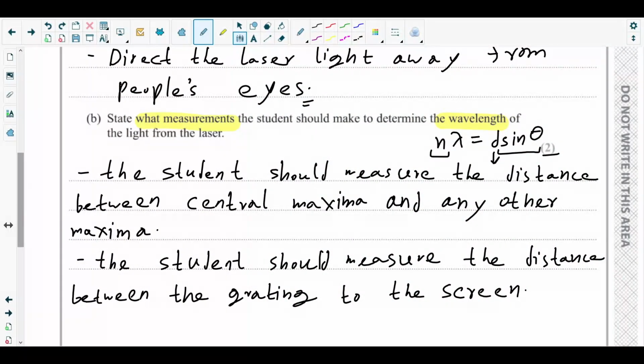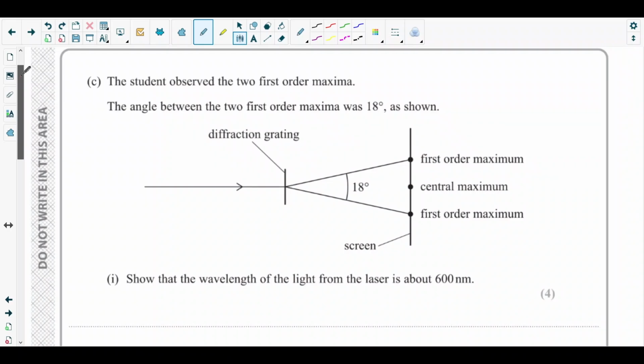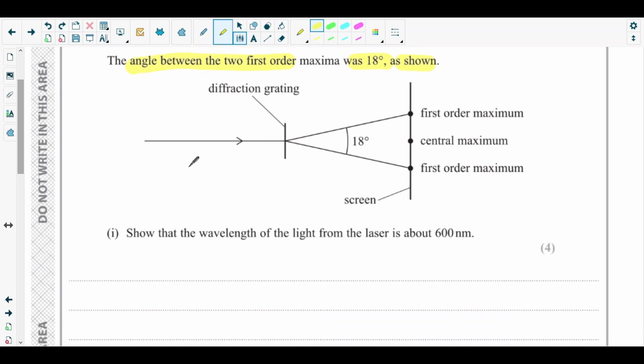Fine. Next is part C. In part C, the question says the student observed the two first order maxima. The angle between the two first order maxima was 18 degrees as shown. So we can see in the figure the angle between the two first order maxima is 18 degrees. Show that the wavelength of the light from the laser is about 600 nanometers.